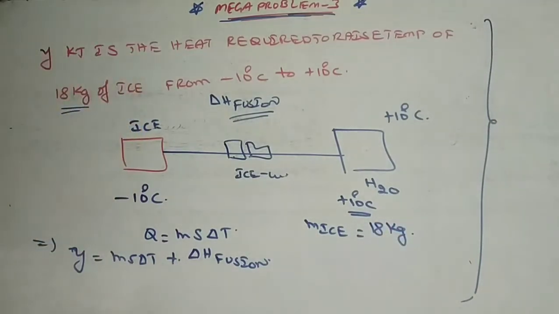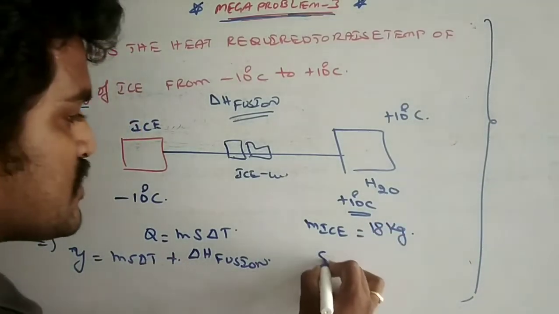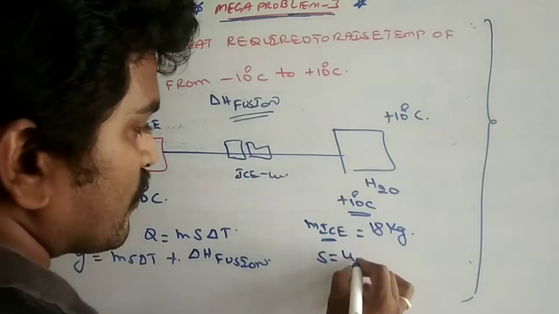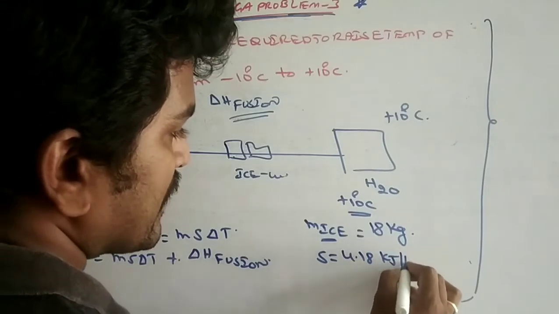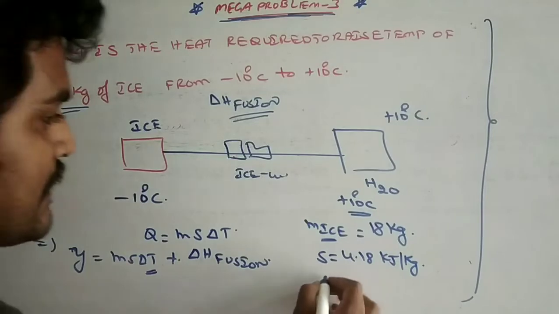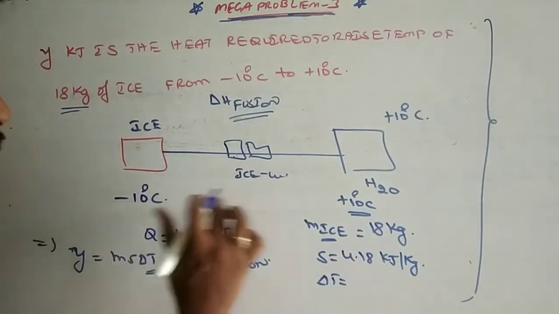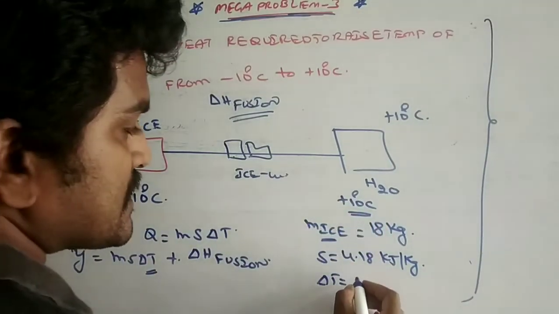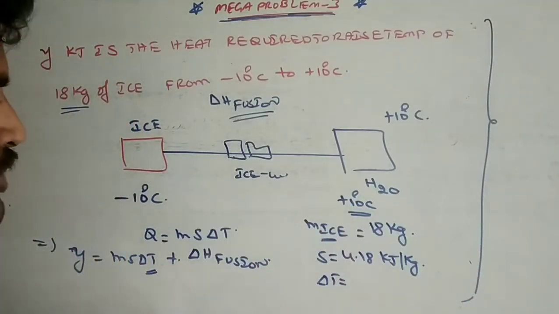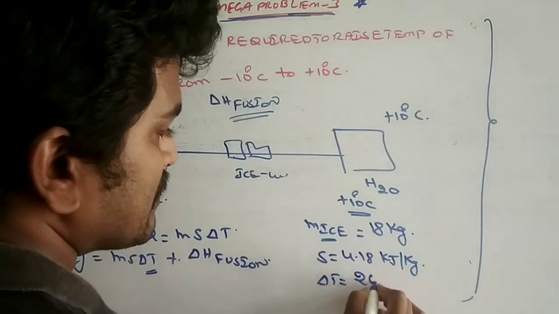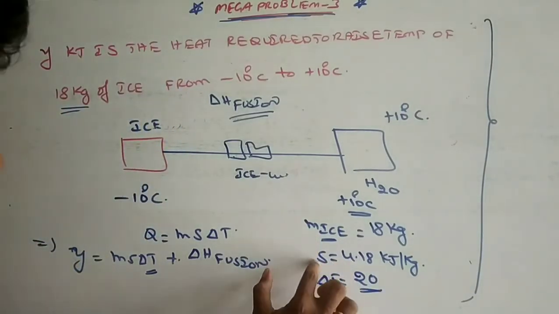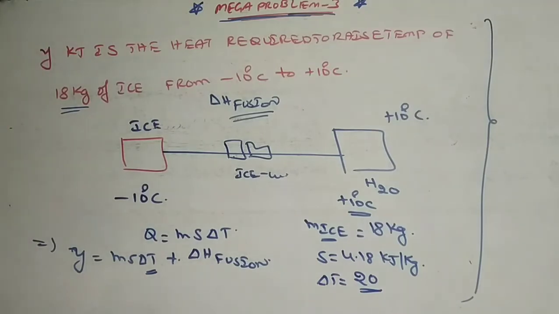Mass of ice equals 18 kg. They have given you the specific heat of water. What is the specific heat of water? 4.18 kilojoules per kg. And the delta T value is from minus 10 to plus 10. Since it is a difference, you can directly use it. So minus 10 to plus 10 means 20 will come. So m you know, s you know, and then T also you know.